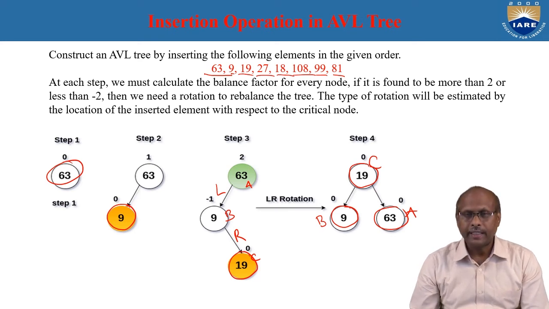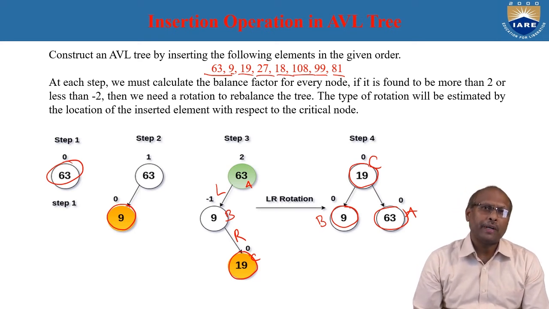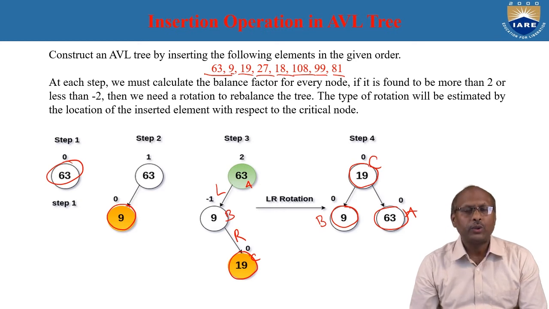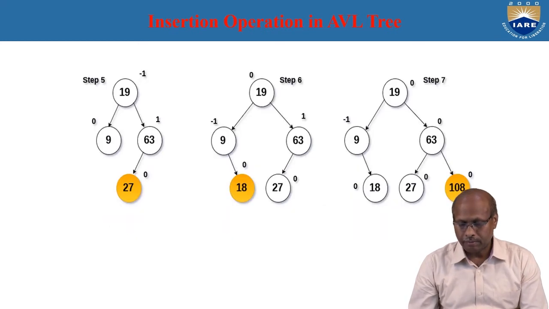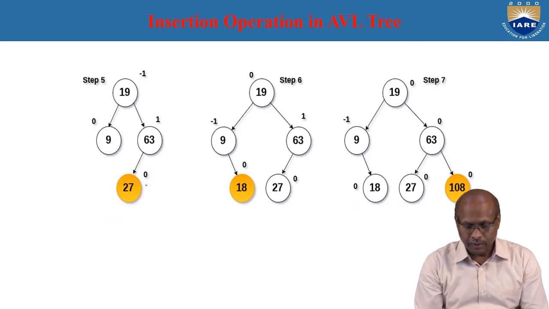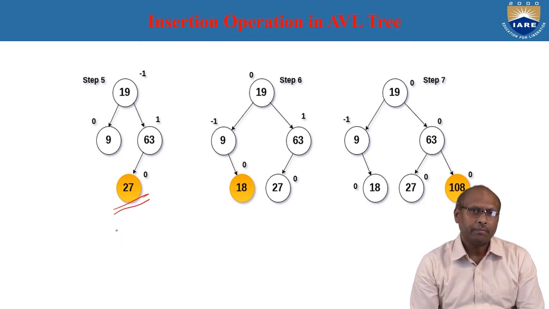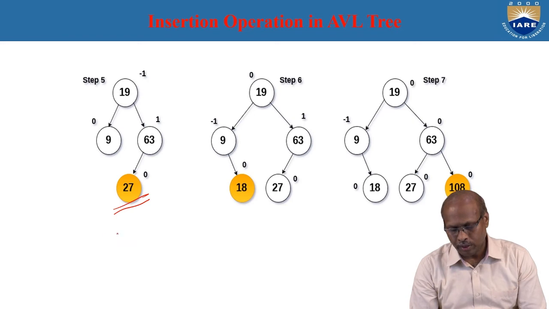So up to this, it is balanced. Now if you think about the balance factor of every node, it is 0, 0, 0. So it is completely balanced. Now the next data is 27. 27 is greater than 19 and less than 63, so it comes this side. When you think about this, this is also completely balanced. So no need to go for any rotation.